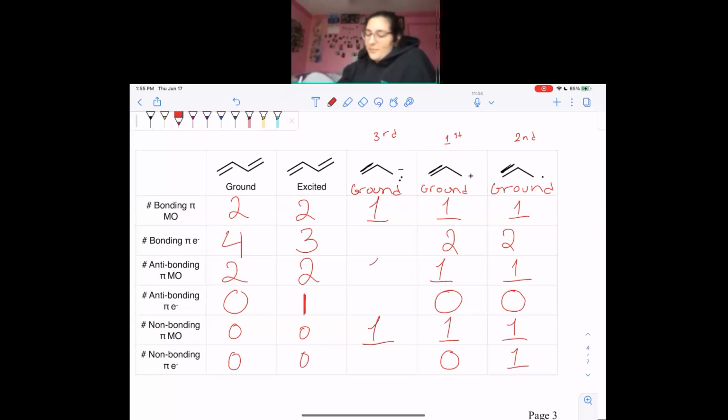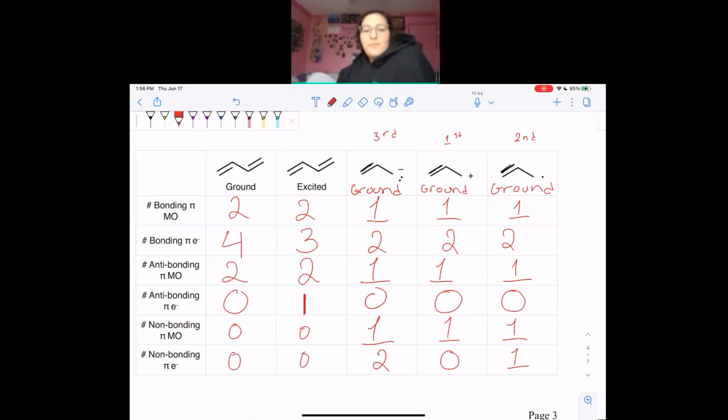1. Yep. Okay, so how many non-bonding electrons do we have in the ground state? 2, I agree. How many anti-bonding electrons do we have in the ground state? 0. How many bonding electrons do we have in the ground state? 2. Sweet. What if we're talking about the excited state?